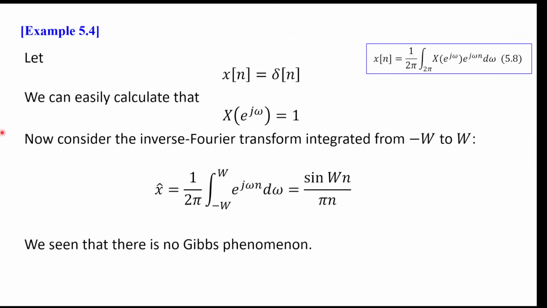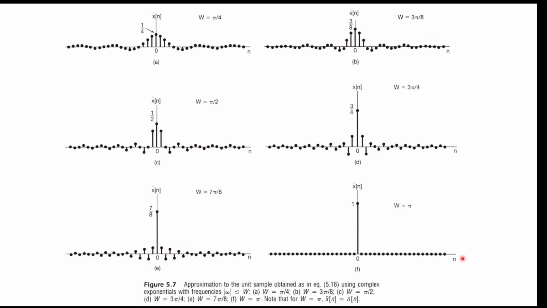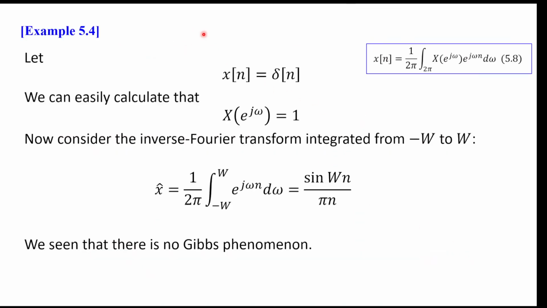And we're seeing this in a more extreme case. So x of n equals delta of n, and big X equals 1. Then you integrate this big X back into some X hat over a finite range from minus omega to omega, which equals sine omega n over pi n. Now you increase your W, so from minus W to W, and sine Wn over pi n.